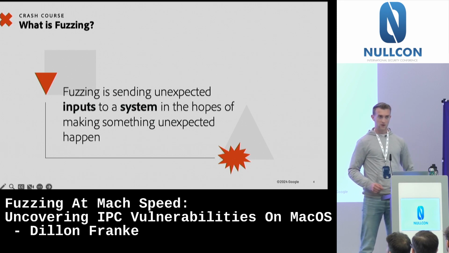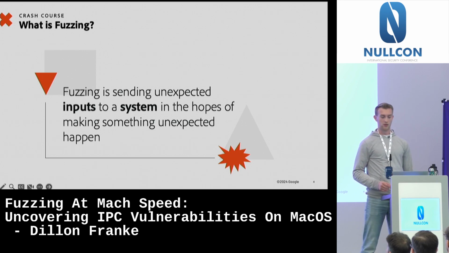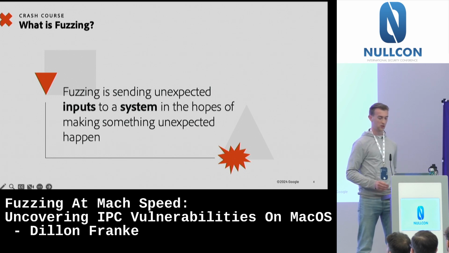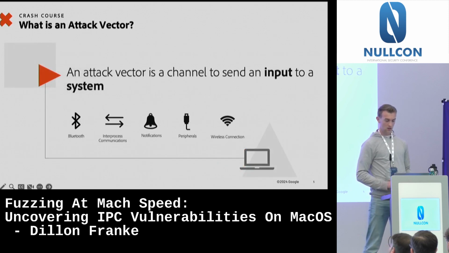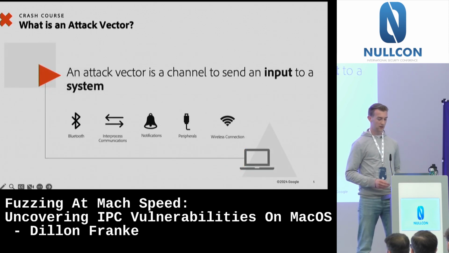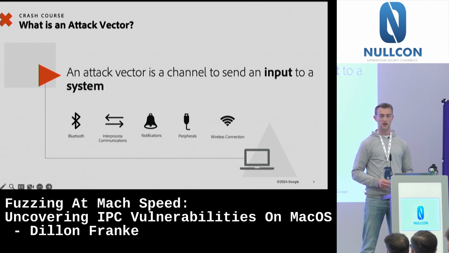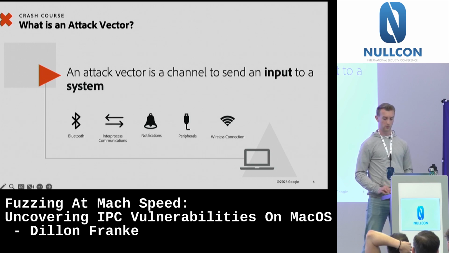So let's start at a very basic definition level here, and let's just talk about what fuzzing is. I like the definition of fuzzing as just sending unexpected inputs to a system in the hopes of making something unexpected happen. And I like to define an attack vector as a channel to send that unexpected input to that system. So on modern devices, we have all sorts of attack vectors: Bluetooth, inter-process communications, push notifications, Wi-Fi connectivity, peripheral devices. The world is really your oyster.